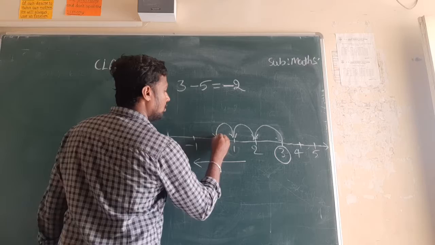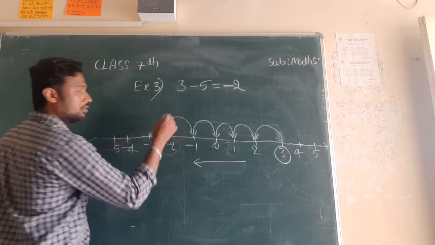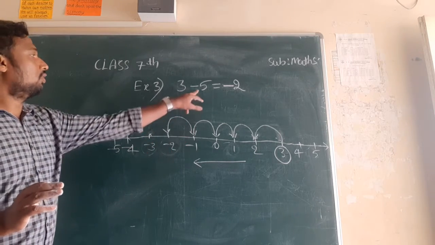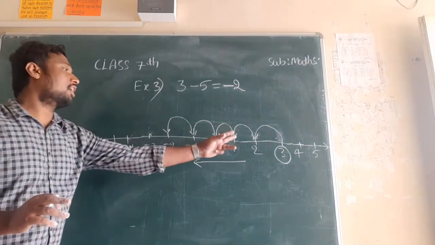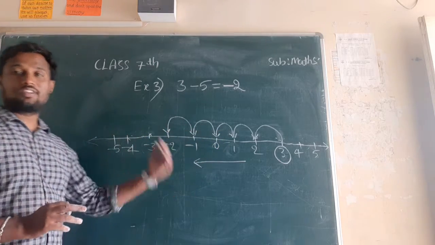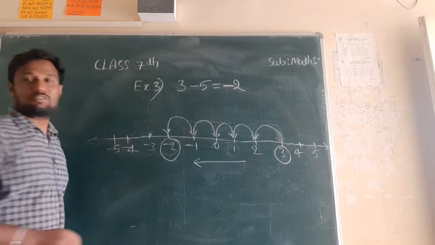Third step. Next fourth step. Next fifth step. Now I will stop because I moved 5 times here. We are subtracting 5, therefore I will move 5 steps towards left side. So after 5 steps, where am I now? Minus 2.